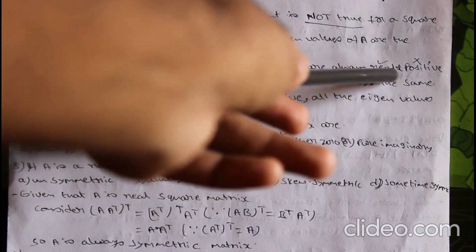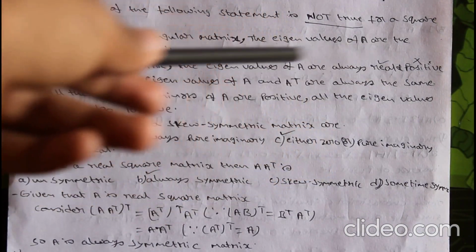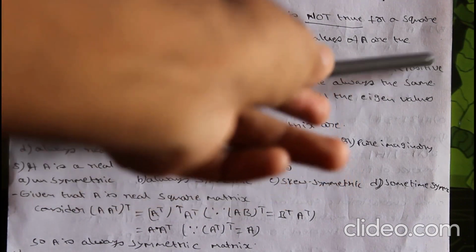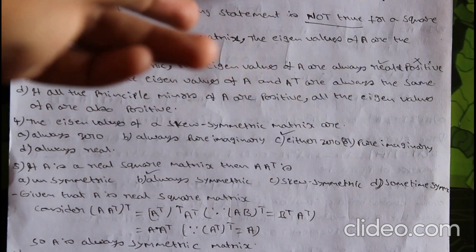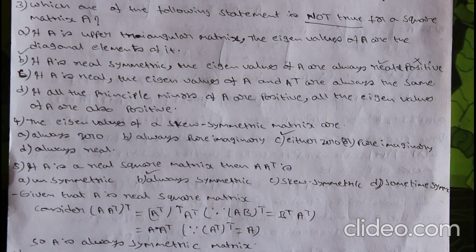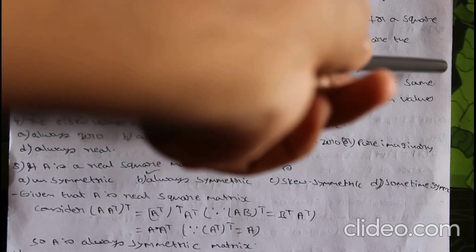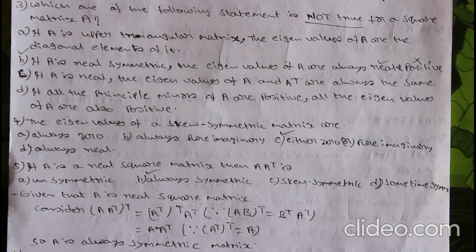If you are watching this really quickly, you may think that the statement is correct, but look at the statement, it is also given positive. See, in the previous question I have shown you that I have taken that example -1, 0, 0, -3. In that case, the eigenvalues are -1, -3, so not positive. So this option is wrong directly. Okay, so option B is correct. This is the false, not true statement.